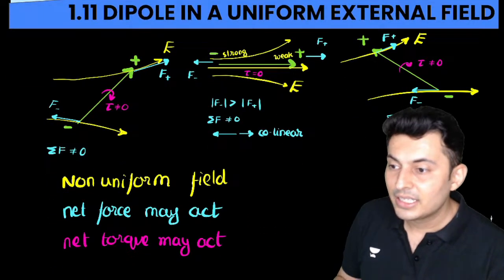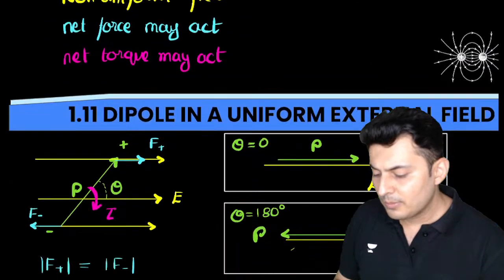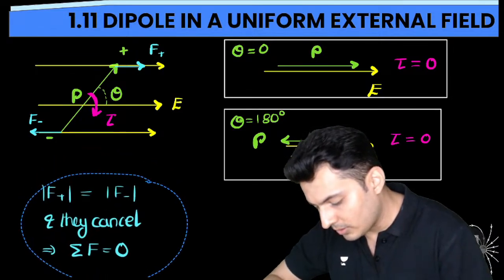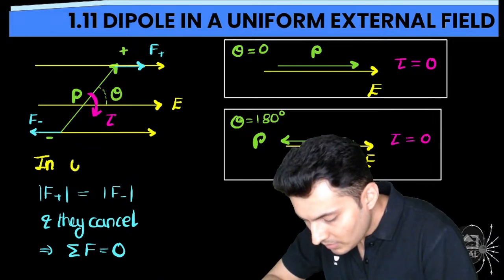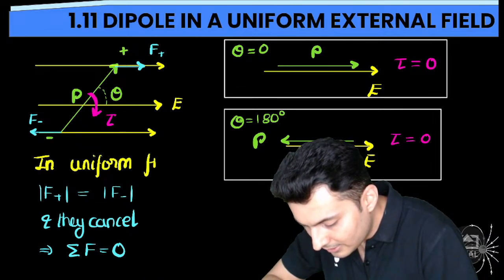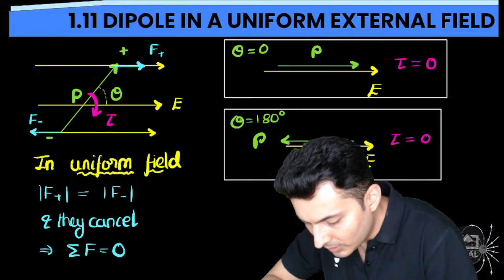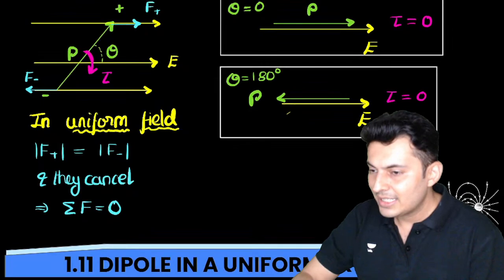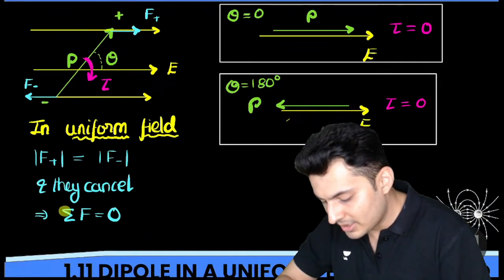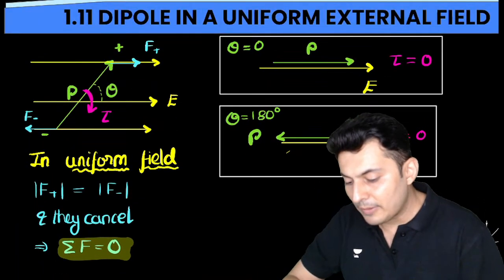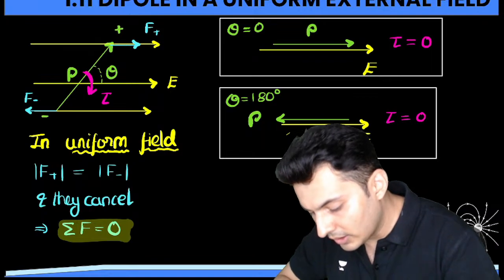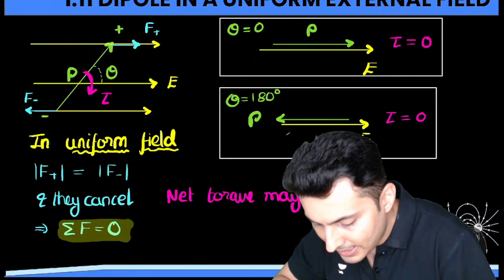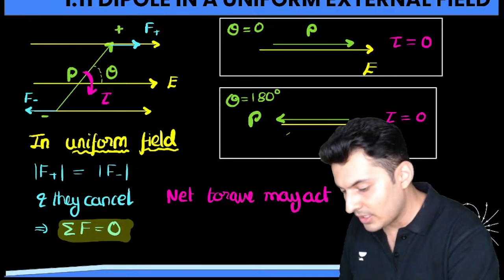Awesome. So what and all we discussed? In a non-uniform field, net force may act, net torque may also act. But in a uniform field, this is very, very important. This is the keyword over here, uniform field. The previous one was non-uniform field. So in the uniform field, the net force is always zero every time, but the net torque may be zero or may not be zero. Net torque may act on that particular dipole. So keep these things in mind.